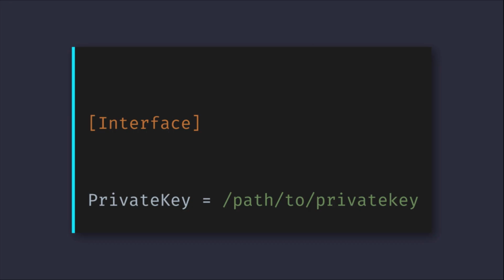Assign the internal tunnel IP address for the server. For example, Address = 10.10.10.1/24. This address space is dedicated solely to the VPN tunnel. Define the listening port. Typically, ListenPort = 51820. This port must be accessible from the public internet.